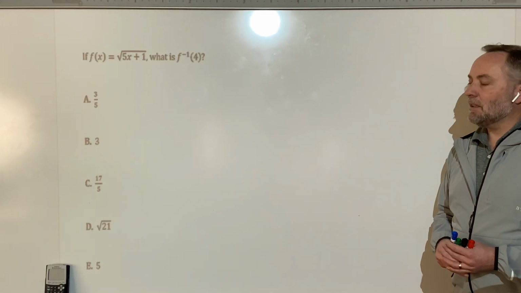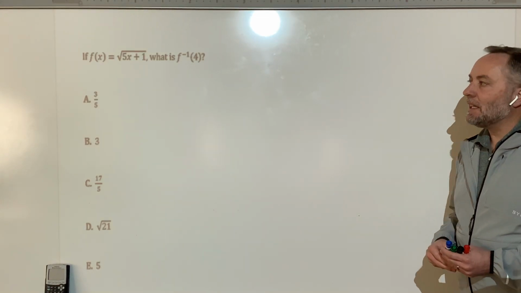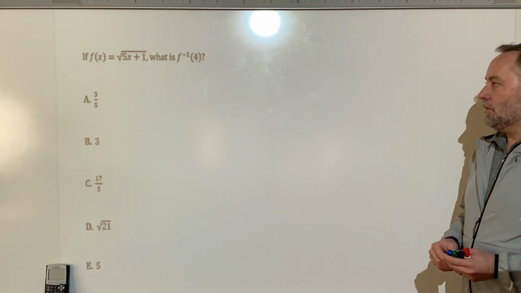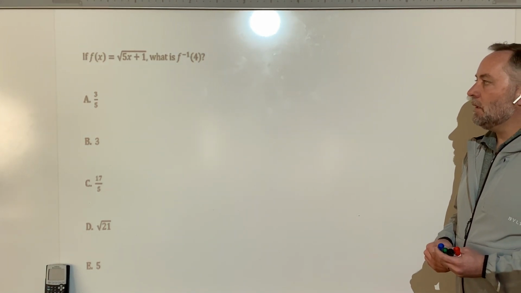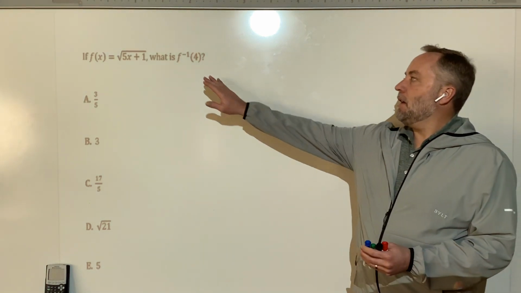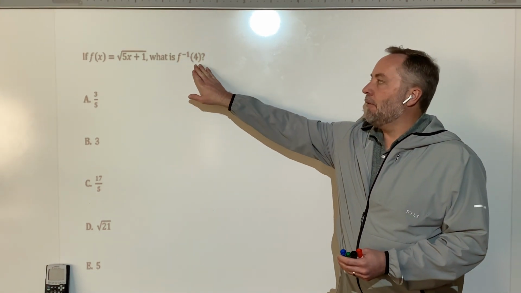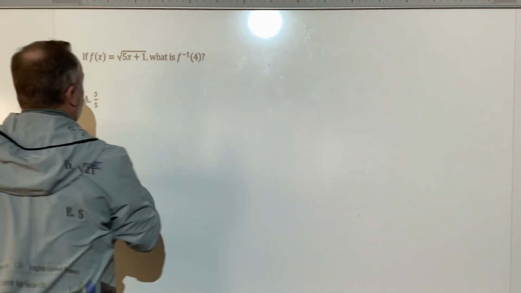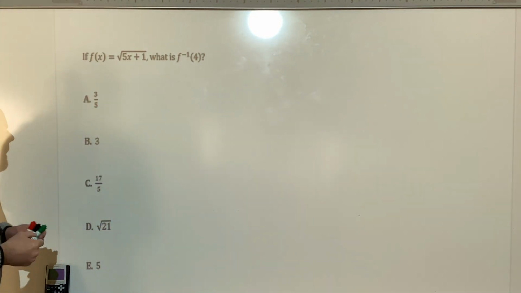This question is asking us to find the specific value for the inverse of a function. It says, if f of x is equal to the square root of 5x plus 1, what is the inverse of 4? So, if we're going to try to evaluate an inverse, we need to find an equation for the inverse of a function.